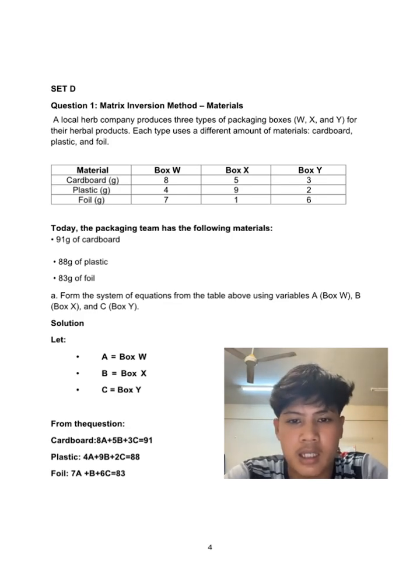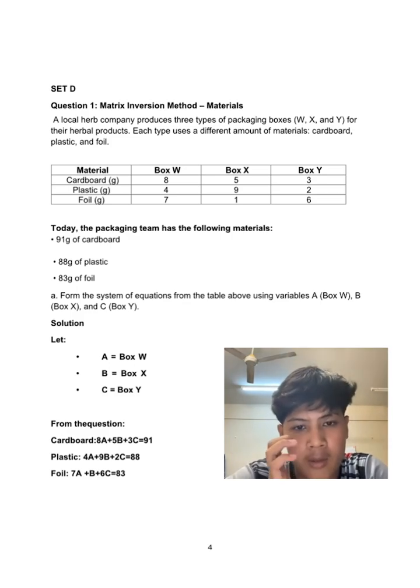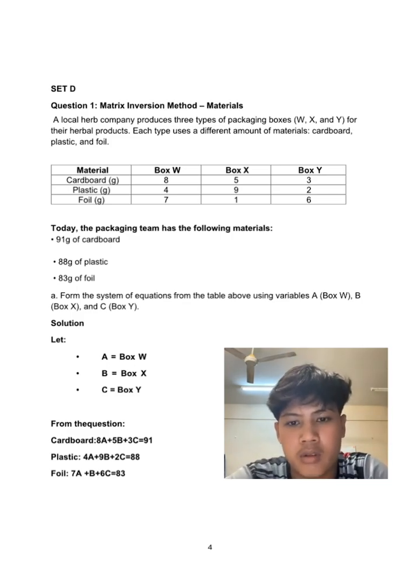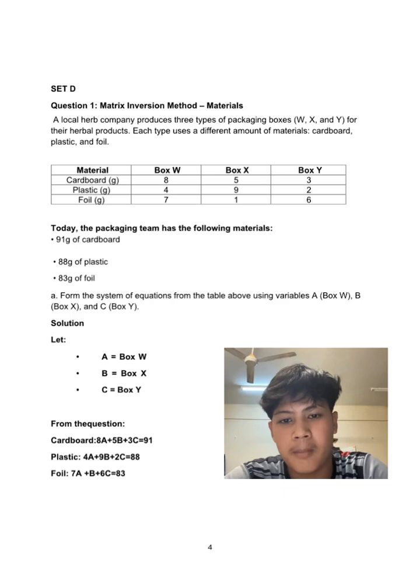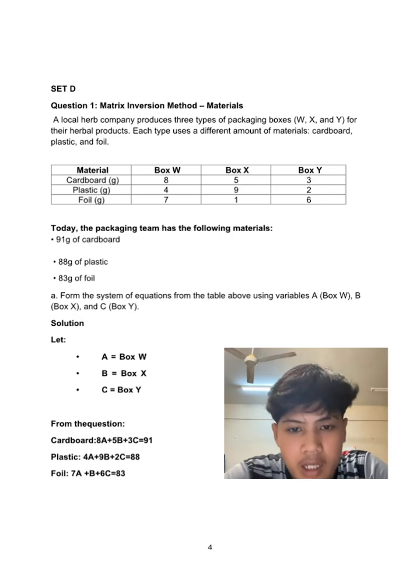For cardboard, 8A plus 5B plus 3C, calculate, we get 91. And for plastic, 4A plus 9B plus 2C, calculate, we get 8. So the last one is for foil, 7A plus B plus 6C, which gives 83.